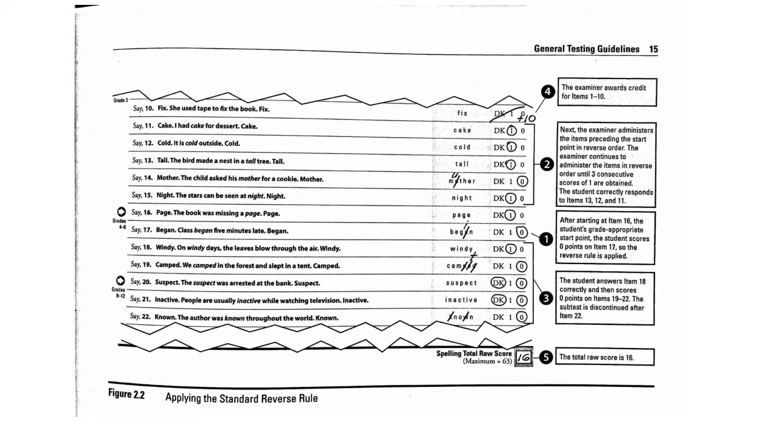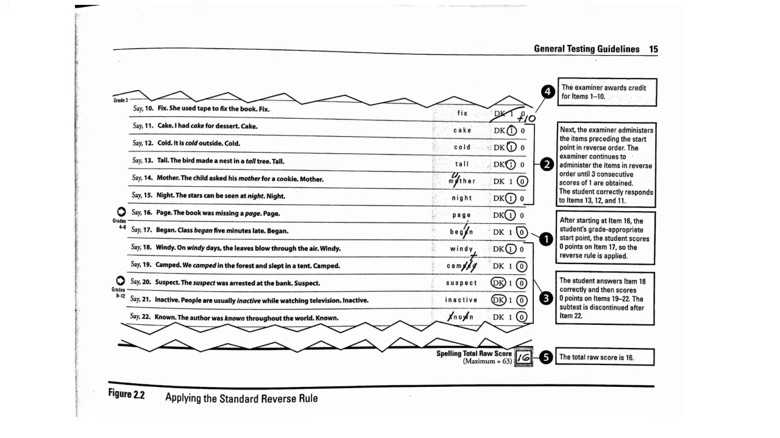Then once they get 3 in a row, you would skip down to the next administered item, which would be item 18. Okay? And you would continue to administer from item 18 until the stop point, which is identified for this student. Now there's also some rules about if you should stop before the stop point.